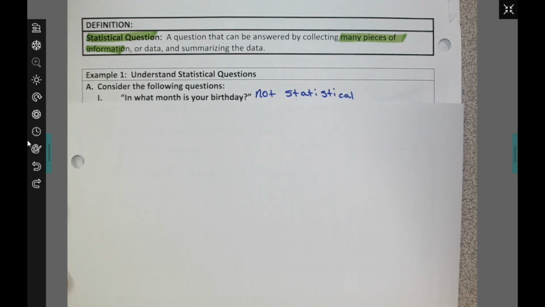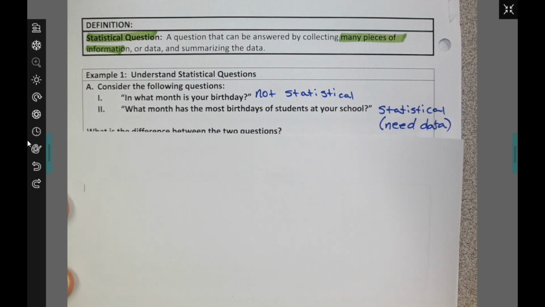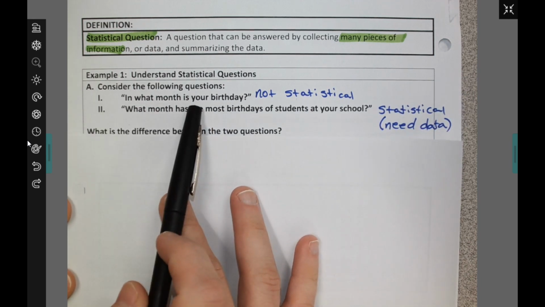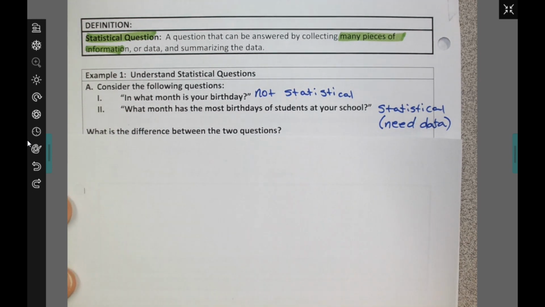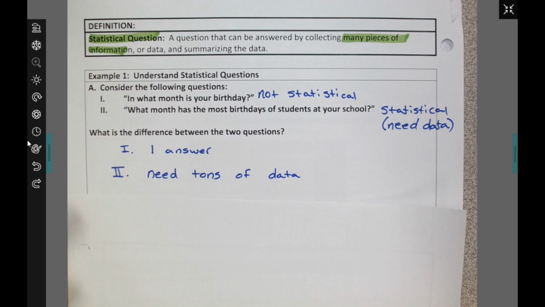For example one, they give us two questions right here. They ask us, in what month is your birthday, and what month has the most birthdays of students at your school? They want to know what's the difference between the two of them. Well, the top one, if I were to ask you what month your birthday is, there's only one answer. Mine is in October. That's the only answer possible.